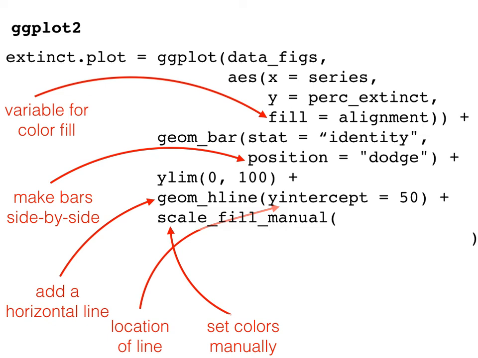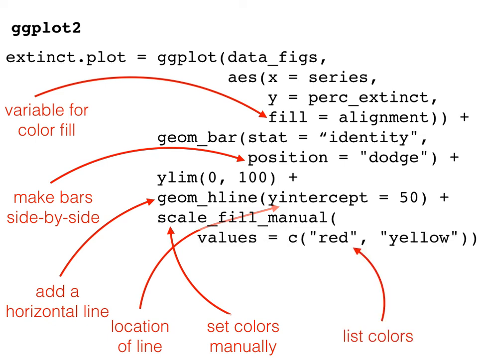So far, we've been using the default ggplot2 colors, but with scale_fill_manual, we can choose the exact colors we want our bars to be. We set values equal to a vector of two colors, red and yellow. We supply two colors because we have two levels for the variable we set fill equal to, alignment. The colors will be applied in the order of the levels for alignment, so red for foe and yellow for friend.